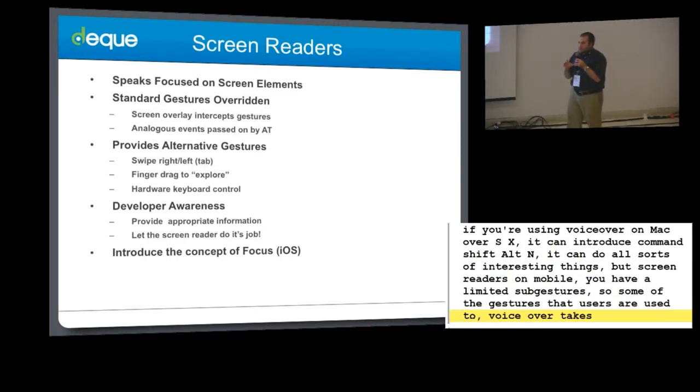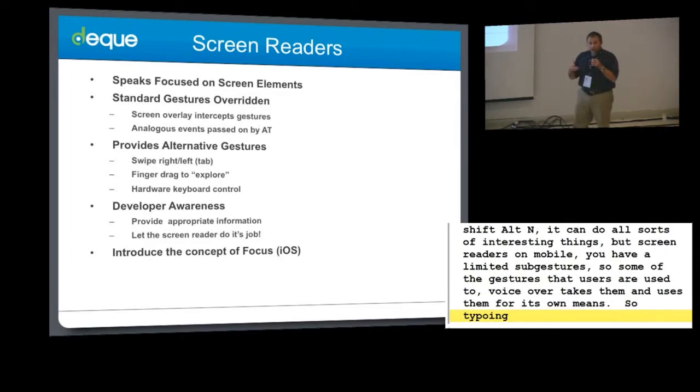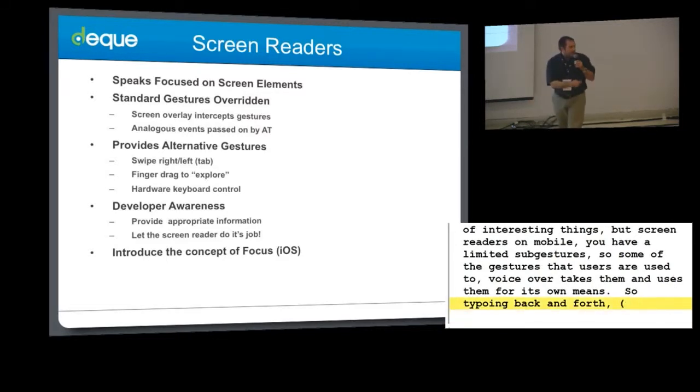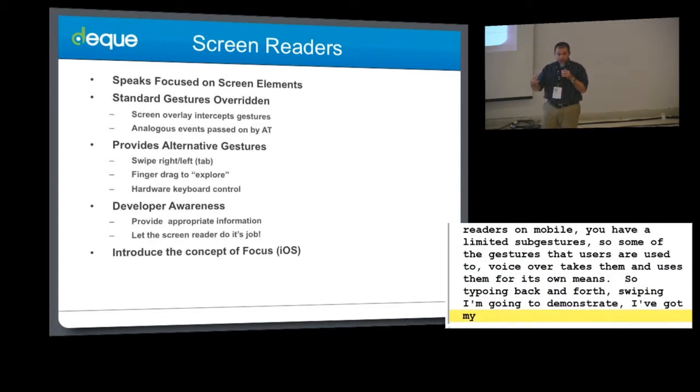So some of your gestures, like for example, swiping back and forth, do much like Tab and Shift+Tab would do on a keyboard. You're going to cycle through elements, and I'll demonstrate this a little bit. I've got my tablet here. But anyway, it's going to take over some of those gestures. It's not going to allow pass-through of all your gestures.